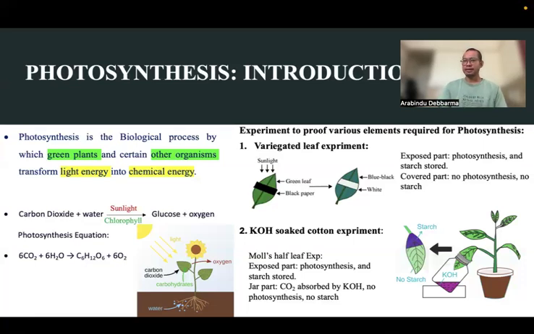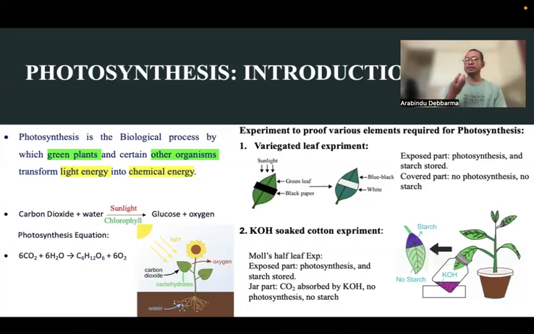The first experiment that has been carried out is called the variegated leaf experiment. What exactly was done in this experiment is, they took a leaf, and a part of the leaf they covered with a tape or some cover so that sunlight cannot fall on that part of the leaf, and the other part of the leaf was exposed to the sunlight. Now, if there is sunlight, as we know, sunlight plays an important role in photosynthesis. That means photosynthesis will occur and glucose will be produced.